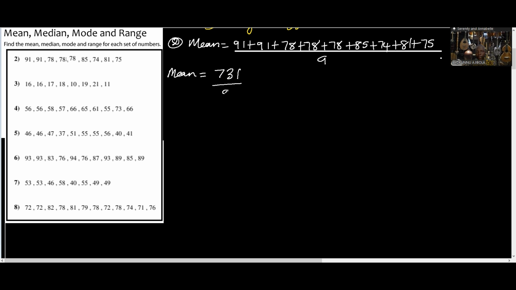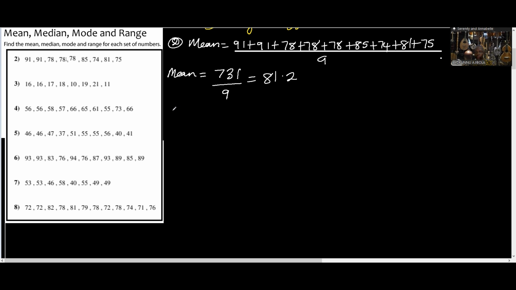Now divided by 9. If I divide this by 9, I get 81.2. So 81.2, this is the mean. Is this clear to you?